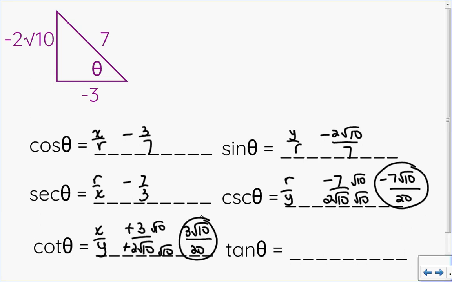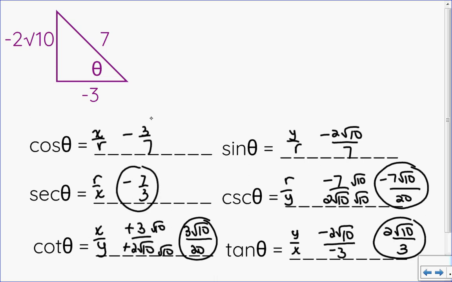That would be cotan. Now, tangent, I could just flip cotan, but if I made a mistake with cotan, I would make that same mistake with tangent. So let's try tangent. Tangent is y over x, or numerator of sine divided by numerator of cosine, since the denominators are the same. Either way, you're going to get -2√10 all over -3. Two negatives make a positive, so I have 2√10 over 3. So there I have all 6 of my trig ratios.